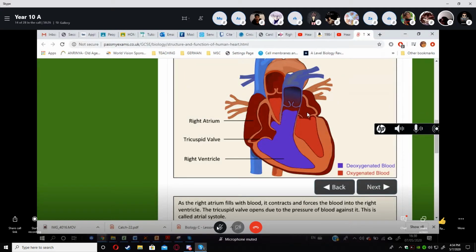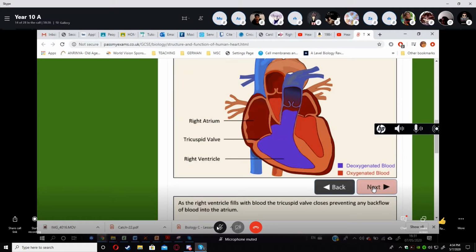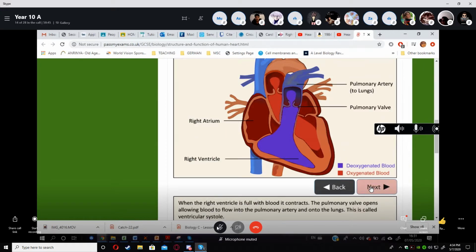Okay, do you see here? The red is the oxygenated blood which enters the left side. Then, as the right ventricle fills with blood and the tricuspid valve closes, preventing any backflow of the blood into the atrium. Then, when the right ventricle is full with blood, it contracts. The pulmonary valve opens, allowing the blood to flow into the pulmonary artery and onto the lungs. This is called ventricular systole.